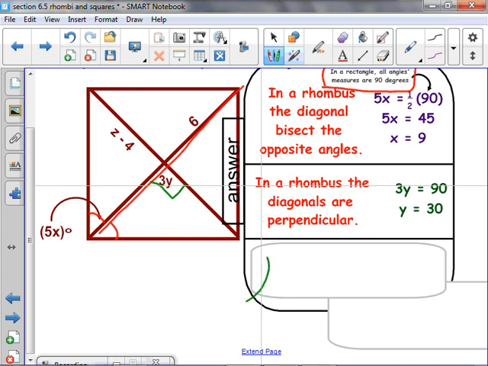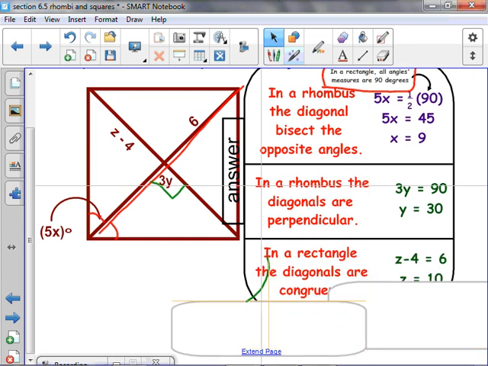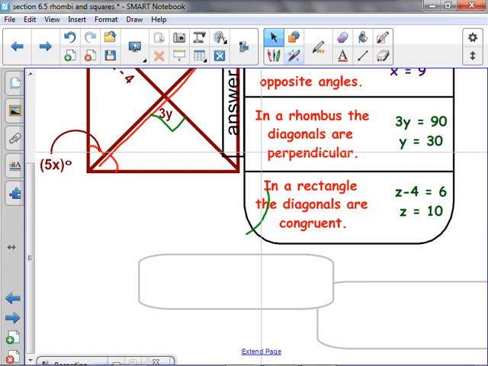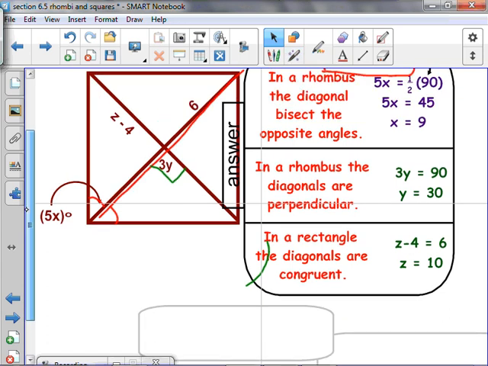And finally, because I have a rectangle, I know that the diagonals are congruent to each other, and because I have a parallelogram, they bisect each other, so this and this must be the same. Z minus 4 equals 6, so z equals 10. Okay? I am done.